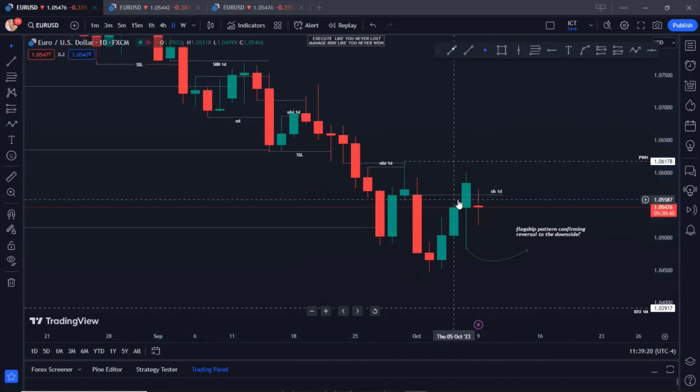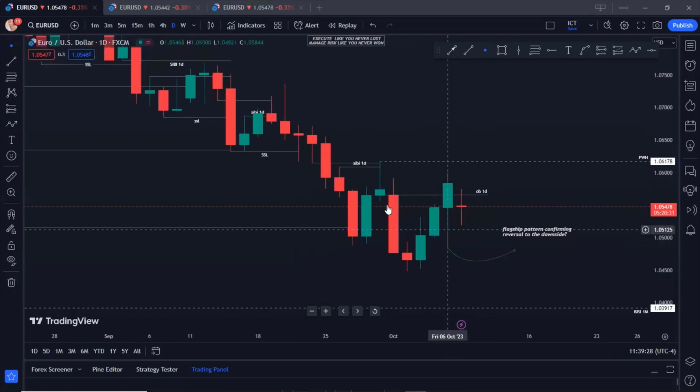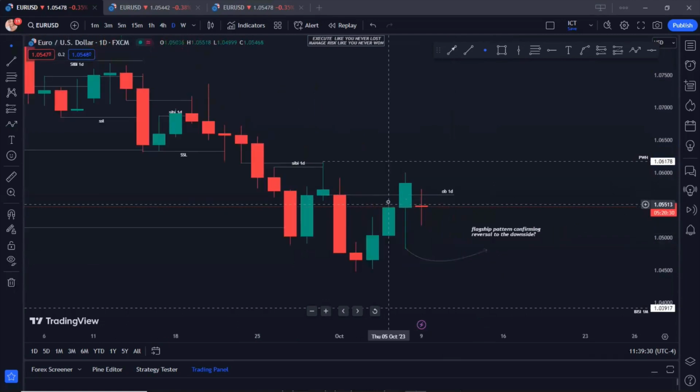What is flagship pattern? Flagship pattern is made up of two candles, where the last candle closes beyond the high and low of the previous candle. So looking at Friday's candle, you can see Friday takes out the high and the low of Thursday's candle, confirming a flagship pattern. Whenever it forms at a liquidity level, for example in another block, it indicates reversal to the opposite side.